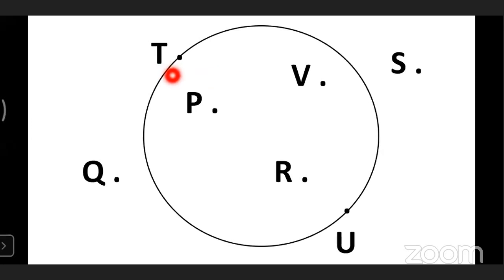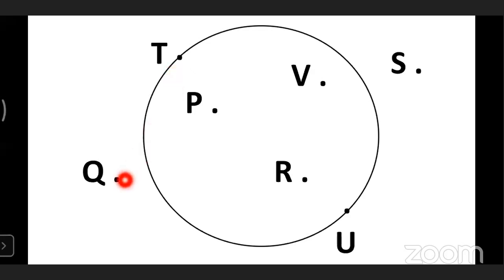Now, can you tell me which is this point? Point T. Now tell me, is it exterior, interior? No, on the circle. Very good. Point T is on the circle. Why is point T on the circle? Because he is not outside or inside. Yes, he is on the boundary. The point T is not inside as well as not outside. Point T is on the circle, on the boundary, right?